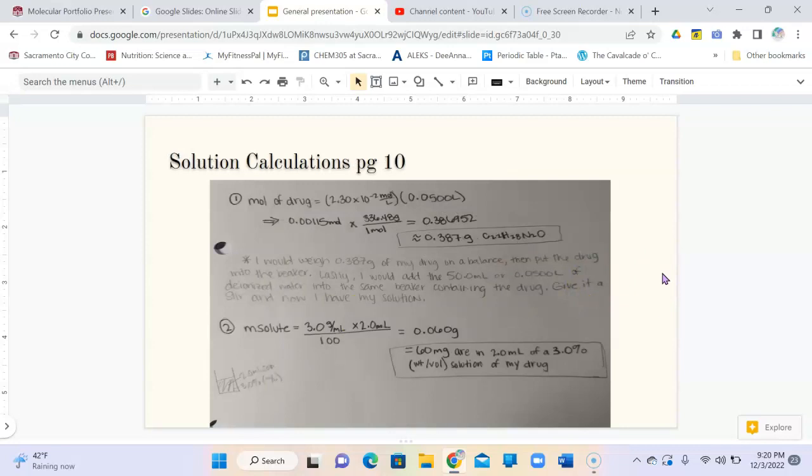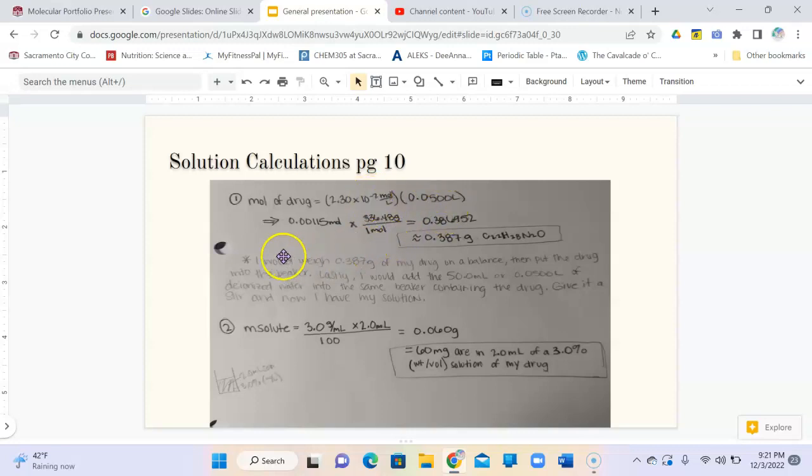All right, now this is the solution calculations on page 10. As you can see here, this is just the first question. And the first question is basically asking, you want to prepare a 50 milliliter solution with the molarity of 2.30 times 10 to the negative 2 of your drug. So what you need to figure out is how much of your drug you're going to put in that solution, as far as how much weight you're going to put in. So to figure that out, that would be the 2.30 times 10 to the negative 2 moles over liters times 0.0500 liters, because we converted the 50.0 milliliters to liters.